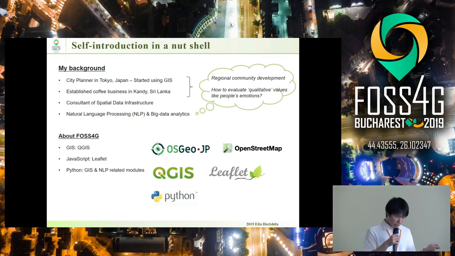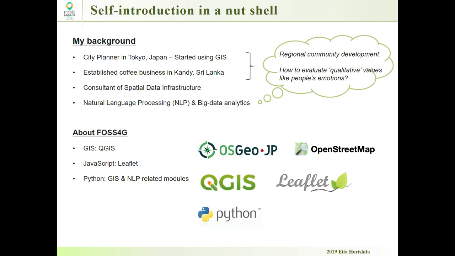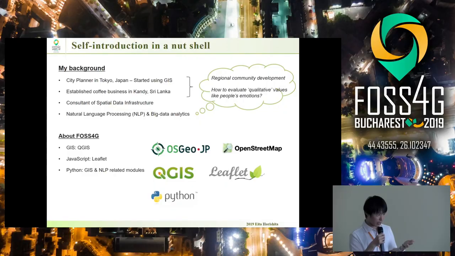And I found I can visualize or evaluate the numeric quantitative things on GIS. However, how can I evaluate the qualitative matters, such as people's emotion or friendly atmosphere or motivations or so on? So that is why I started running natural language processing, in short NLP, because I believe that it will be a kind of breakthrough for this question. About my technical background, I use QGIS and sometimes I use Leaflet, a JavaScript library for visualizing on the web, and some Python modules, especially related to GIS and NLP related things.